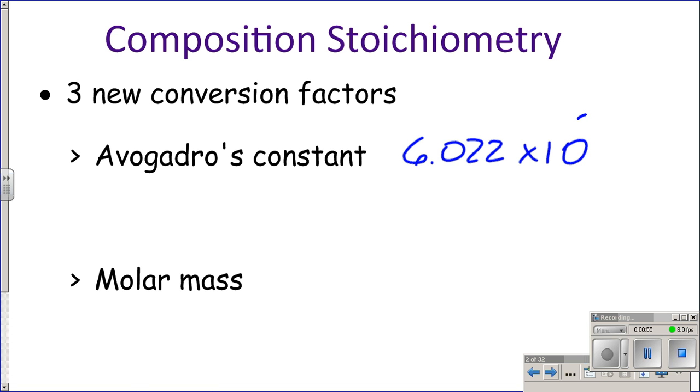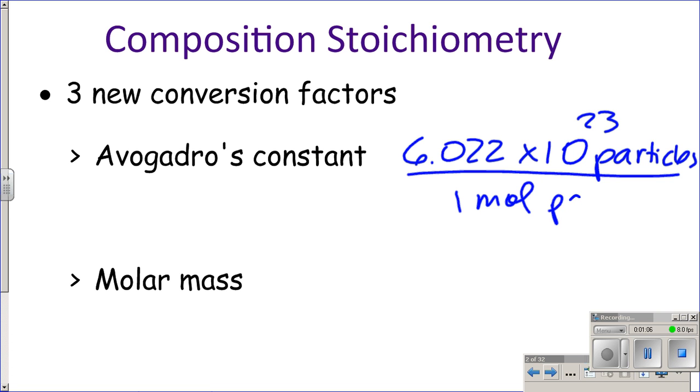All right, Avogadro's number, Avogadro's constant, is 6.022 times 10 to the 23rd particles per 1 mole of those same particles. Particles can be lots of different things, and I'm going to emphasize what they are in the next slide. So I'm going to hold you in suspense for just a little bit here.